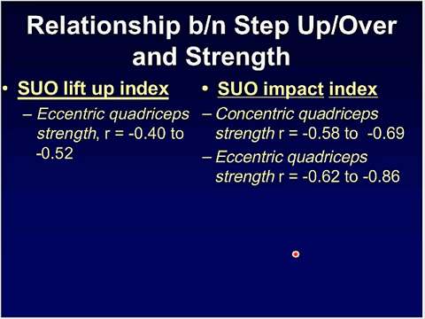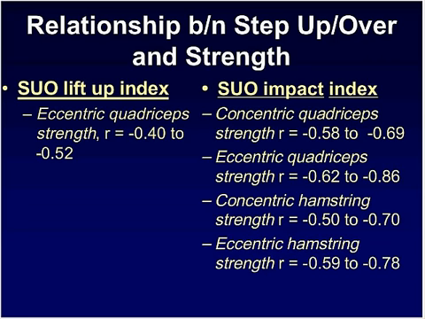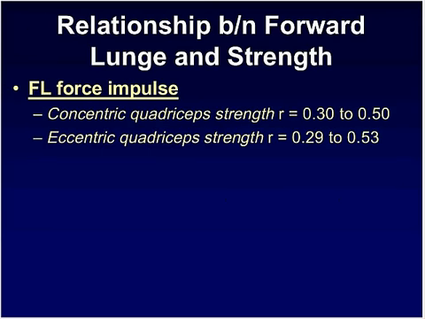Eccentric quadriceps, again, continues to be correlated as expected, and then concentric hamstring, again, maintains that negative correlation at relatively high R values from 0.5 all the way up to 0.78. For the forward lunge, looking at force impulse and concentric quadriceps strength, 0.3 to 0.5, and then also eccentric quadriceps strength, 0.29 to 0.53. Those were the variables relative to step up and over and forward lunge that were significant.